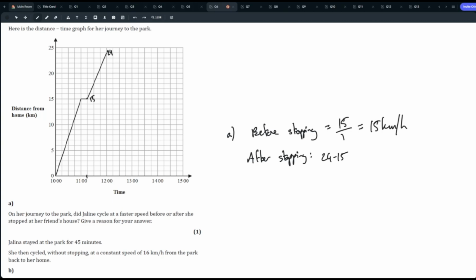So we're going from 11:15, so each little block is 15 minutes, just to double check, 15, 30, 45, 60. Yep, so between these 2 points, that's 11:15, and this is 12, so that's 45 minutes. Remember, we're using hours, so 45 minutes is going to be 3/4 of an hour. And then if you put that into your calculator, you get 12 kilometers per hour. So before stopping was at a greater speed.